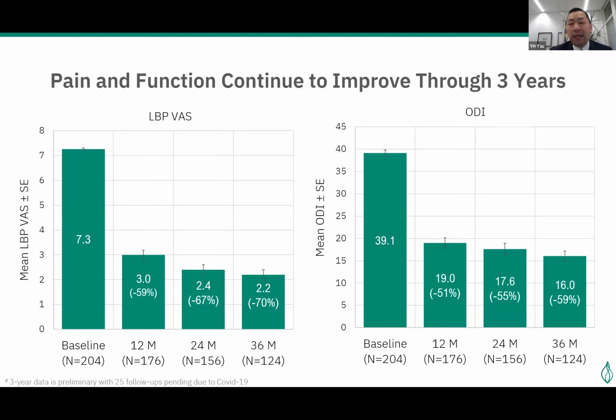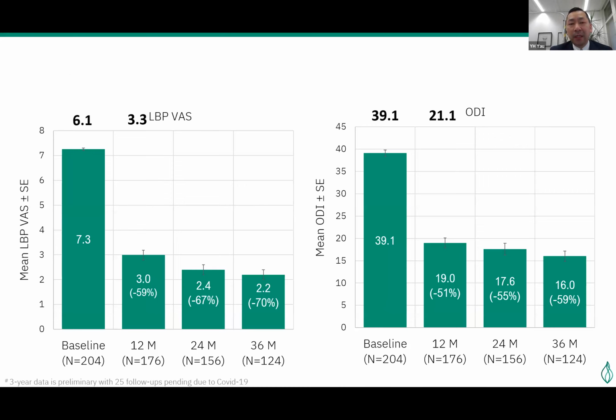And then the ODI, almost close to severe disability at 39, had dropped down to about 19, and then gradually down and maintained over the 2 and 3 years with using the device.